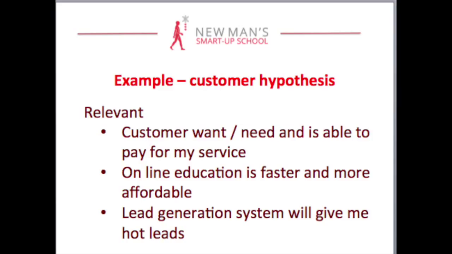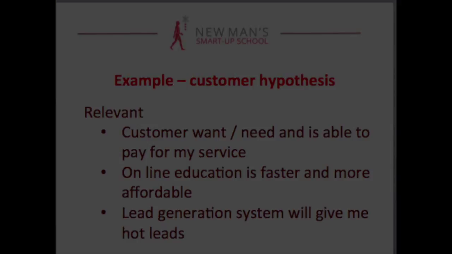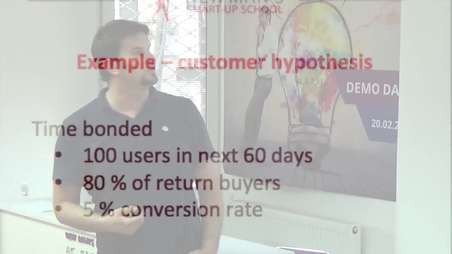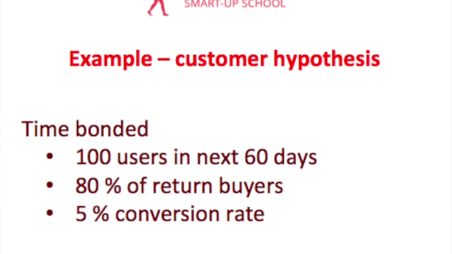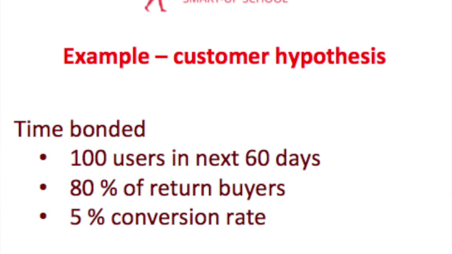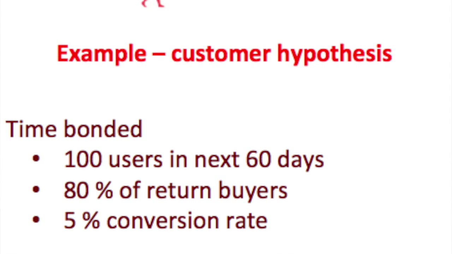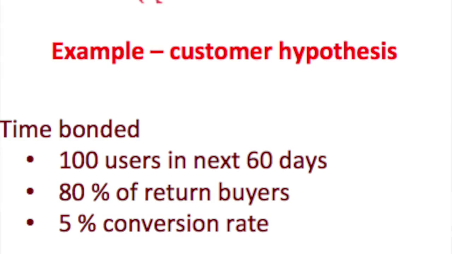Online education is faster and more affordable than the traditional education, so because of that we are better. And the lead generation system will give me the list that I need in order for me to sell to them. And time bounded, I will have 100 users in the next 60 days. I will have 80% of the return buyers. That means all the leads who came to me, 80% of them will buy. And I will have a 5% conversion rate for my Facebook advertising.